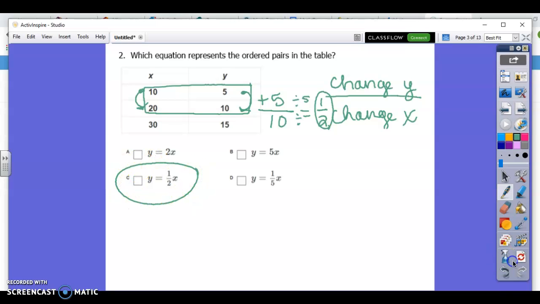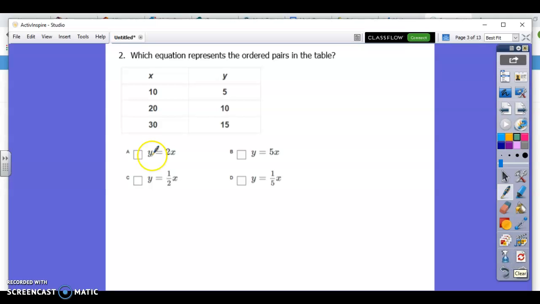Another way you can think about this is, this says in order to get y, I'm going to take my x and multiply it by a number. So you could check this with your calculator. This says 2 times x should give me y. So if I check the first one, 2 times 10 would give me 20, not 5. So it can't be that one. So the next one says in order to get y, I would take 5 and multiply it times x. So the x here is 10. 5 times 10 is 50, not 5, so it's not that one.